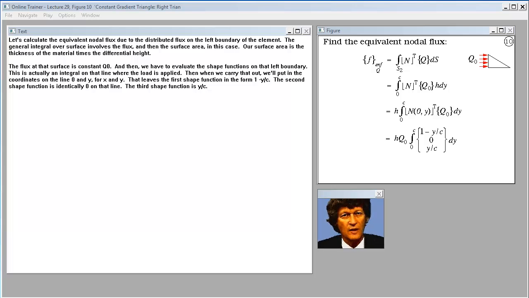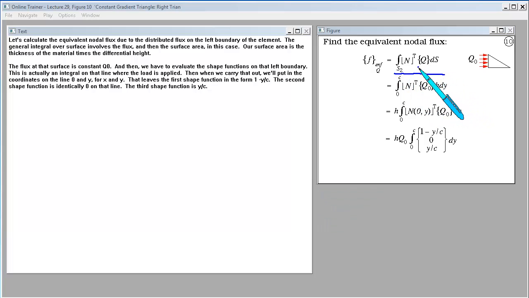Let's calculate the equivalent nodal flux due to the distributed flux on the left boundary of the element. The general integral over a surface involves the flux and then the surface area in this case. Our surface area is the thickness of the material times the differential height. The flux at that surface is constant Q0, and then we have to evaluate the shape functions on that left boundary. This is actually an integral on that line where the load is applied.